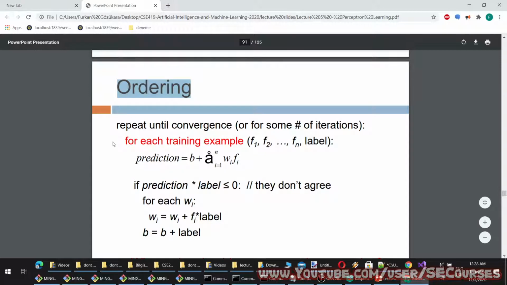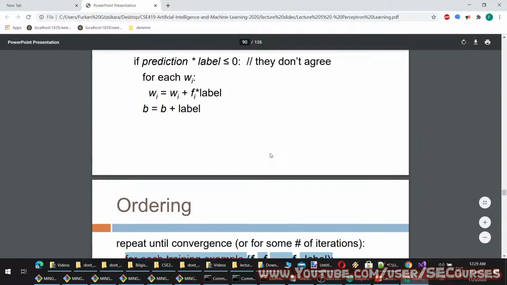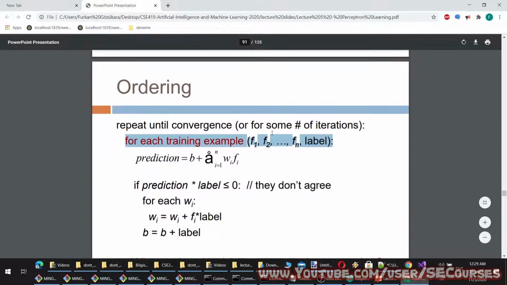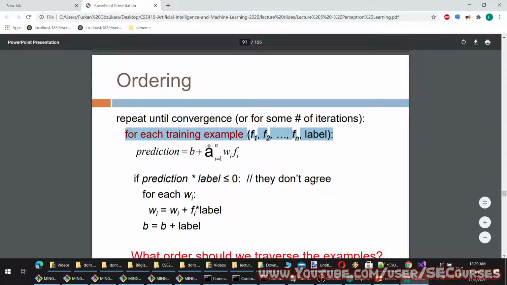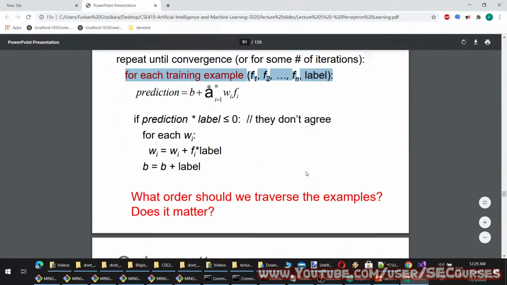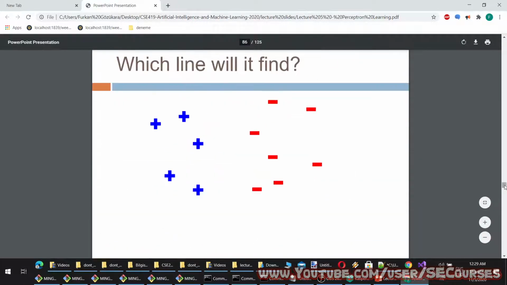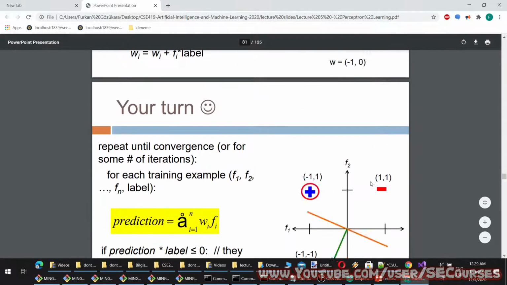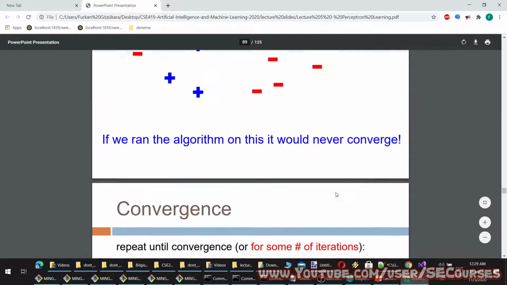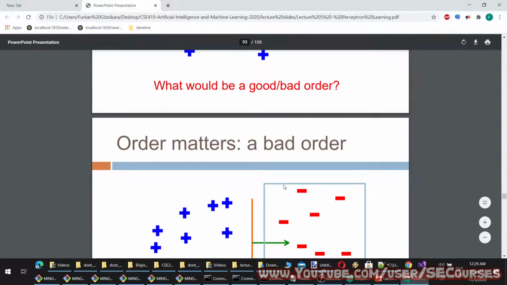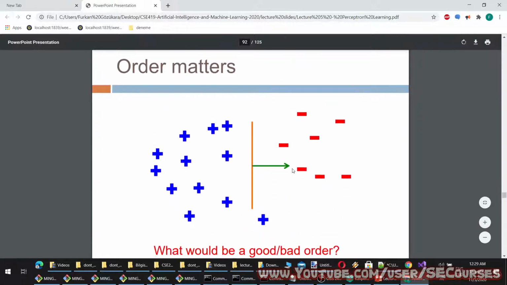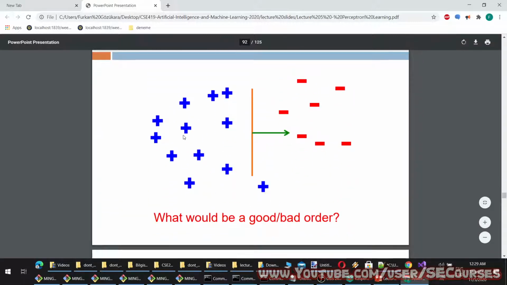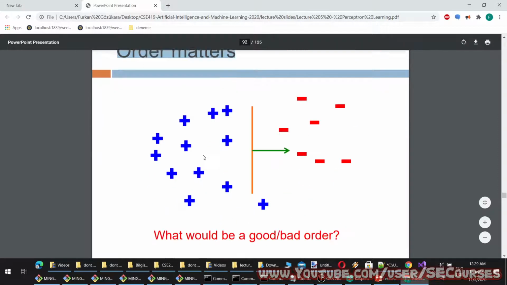Ordering. For each training example, we will update the weights. However, how will we pick the data to update? Okay. For example, here we have started from number 4. What if we start from number 3, or what if we start from number 1? It is up to us to choose which data to update weights with. So the order matters. As you can see, the order matters.